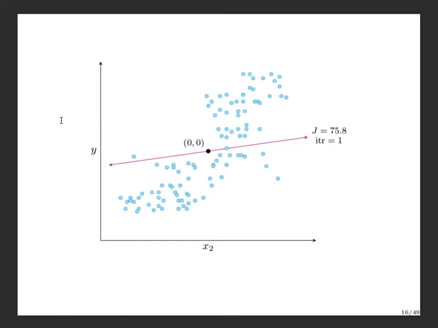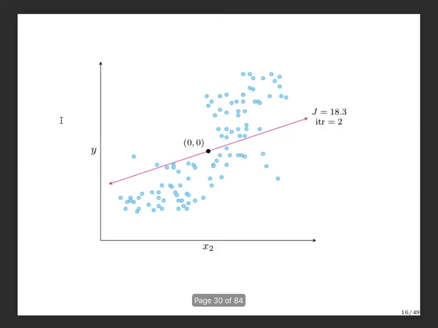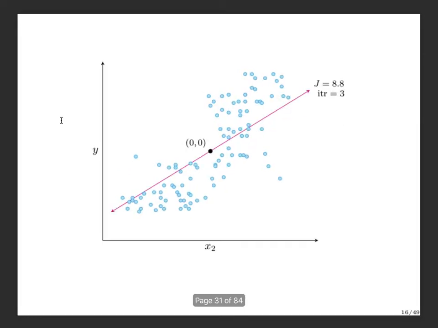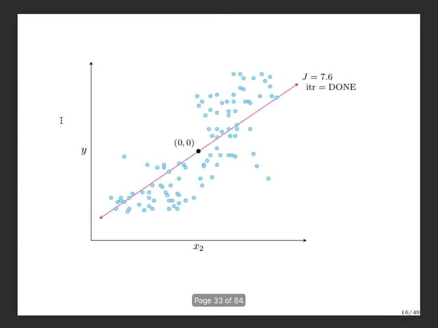It says, okay, I've gone in the direction of the gradient to minimize cost, and your new line has a cost of 75.8. Come on, gradient descent again, 18.3. For a third time, 8.8, 7.8, 7.6. So you're just going to basically do this, 7.8, 7.6. Eventually your algorithm is just going to stabilize somehow. It's not going to fully stabilize, right?